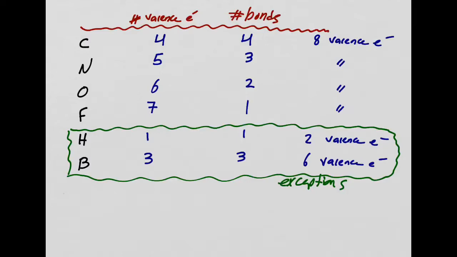Everyone wants to have 8, but hydrogen is happy with 2 and boron is happy with 6. Okay, so let's go over this one more time. Everyone wants to have 8 valence electrons, except hydrogen is okay with 2 valence electrons and boron is okay with 6 valence electrons. They are not greedy.